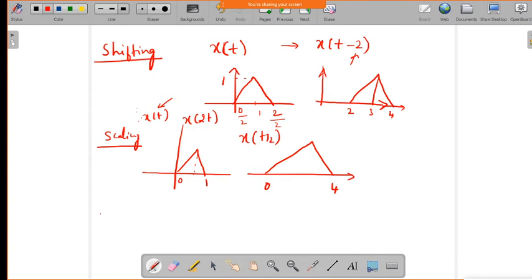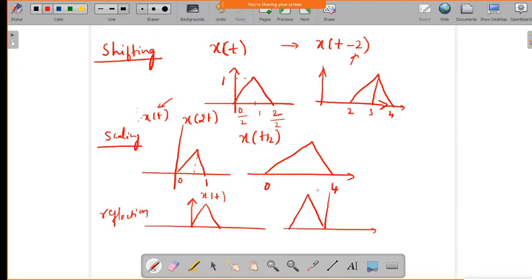And what about the reflection? Reflection is nothing but you have to take the mirror image of the signal, whatever it is. So now if this is x of t and I want x of minus t, that is nothing but reflection. The signal which is x of minus t is your reflected signal, is it not? So this is about shifting, scaling and reflection.